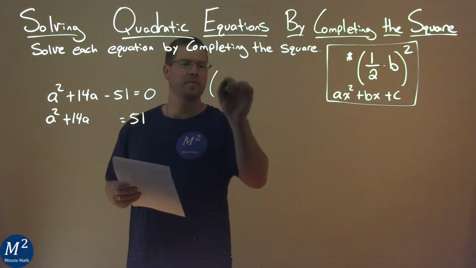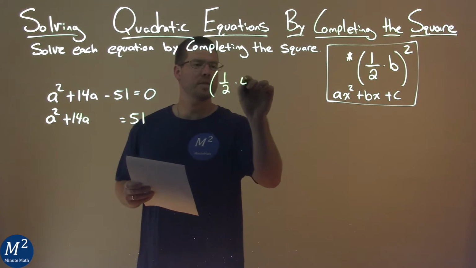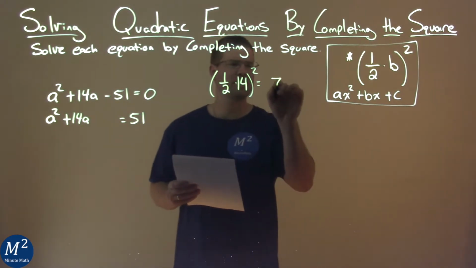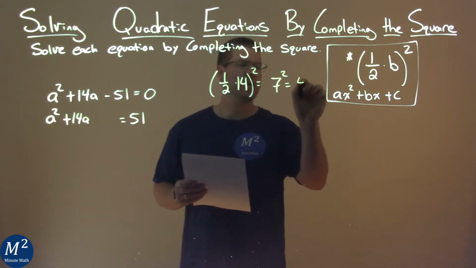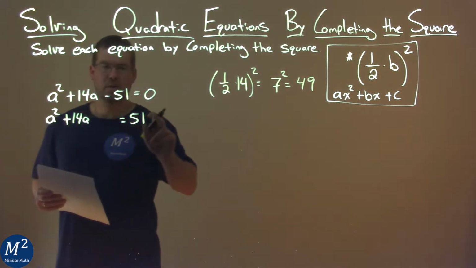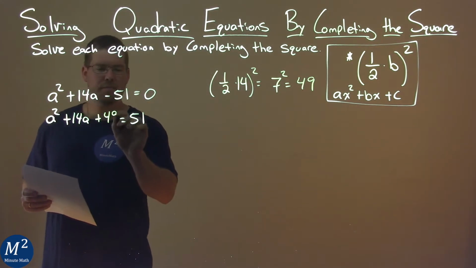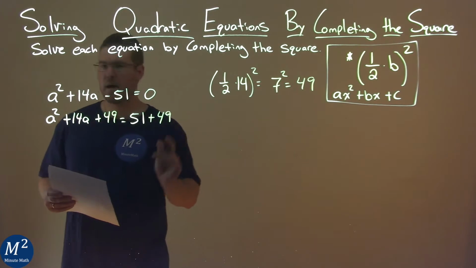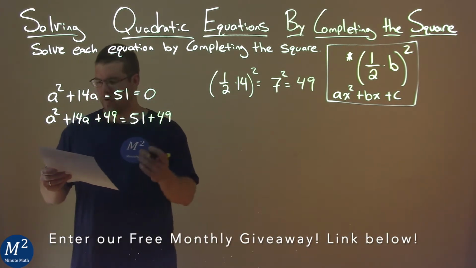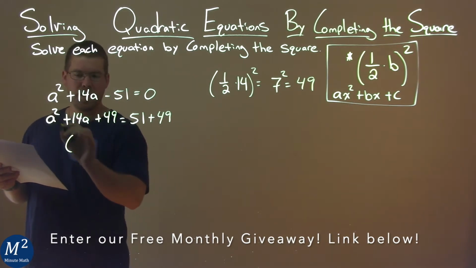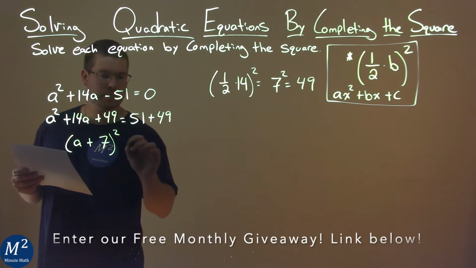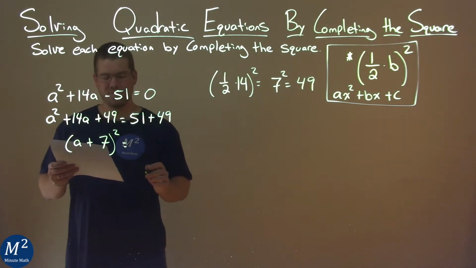I'm using my formula. 1/2 times 14 squared. And 1/2 times 14 is 7, and 7 squared is 49. I'm now going to add that 49 to both sides of the equation. Plus 49 and plus 49. Now from here, the left-hand side is a perfect square. That's going to be a plus 7 all squared. Right-hand side, 51 plus 49 is 100.